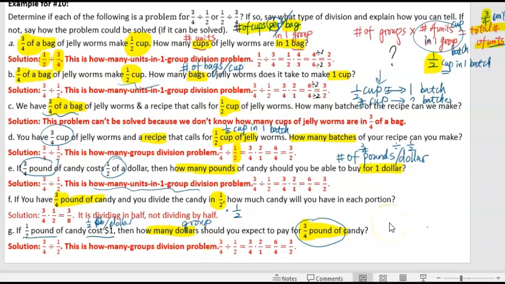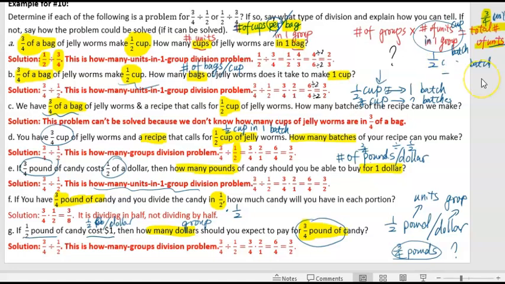Again, the units here is 1/2 pound per dollar, in $1. So that's the units, and the dollar is the group, the number of groups. We are given the total number of units, which is 3/4 pounds, and we're solving for how many groups. So we take the total number of units divided by how many units in one.